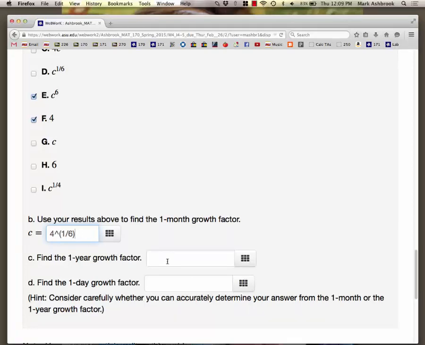Okay. Find the 1 year growth factor. So 1 year. This was 1 month. So this is what we multiplied by every month. How many times would we multiply by that every year? 12. So how do we express the one number that would do that 12 times? 4 to the 1/6. There's our 1 month. So over the course of the year, what do we end up multiplying by? That's what we're asking.